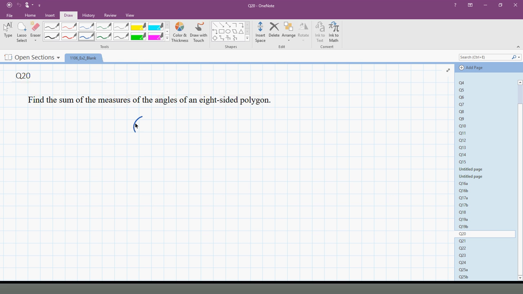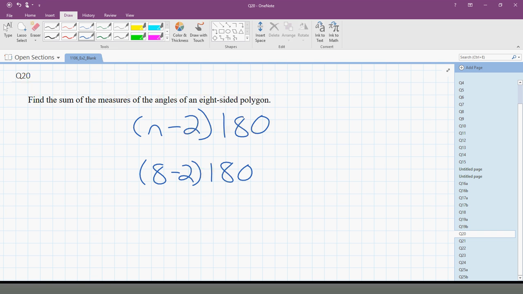Okay. So the formula is n minus 2 times 180. And your n represents the number of sides. So how many sides do we have? So we're going to take 8 minus 2, and then we're going to multiply that by 180. So yes, you're correct. Take the 6 times 180, and what do we get? So 6 times 180 is 1,080. 1,080 degrees.